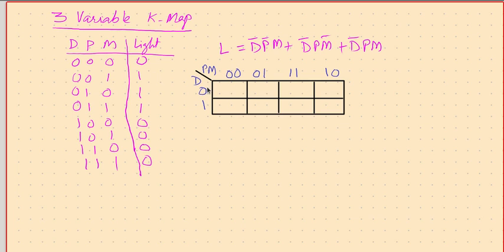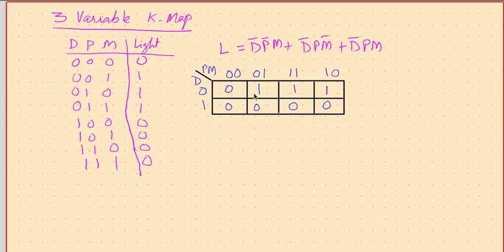Okay, for 0 0 0, D is 0, P is 0, M is 0, this is the combination, and we want the output to be 0. For 0 0 1, output should be 1. For 0 1 0, this cell output should be 1. For 0 1 1, output should be 1. For 1 0 0, output is 0. For 1 0 1, output is 0. For 1 1 0, output is 0. For 1 1 1, output is 0.